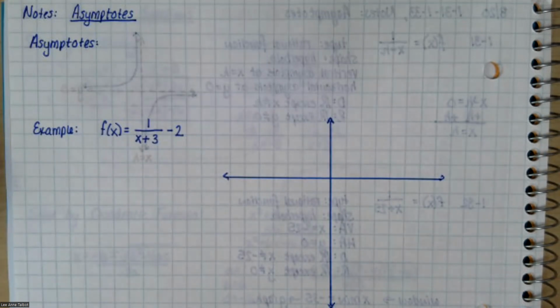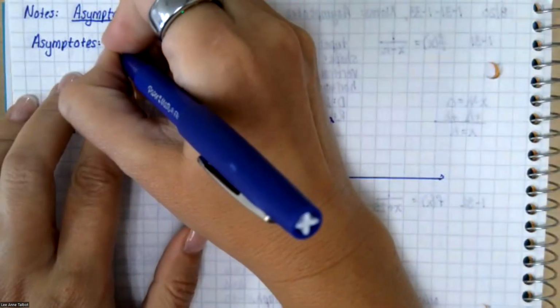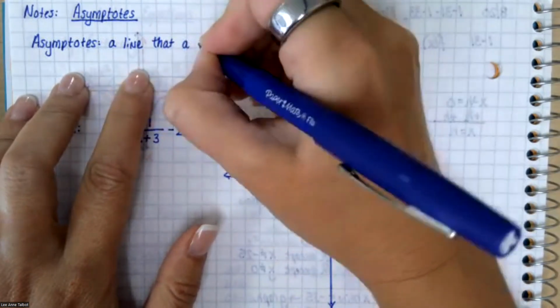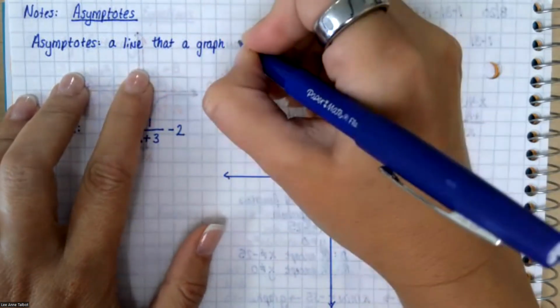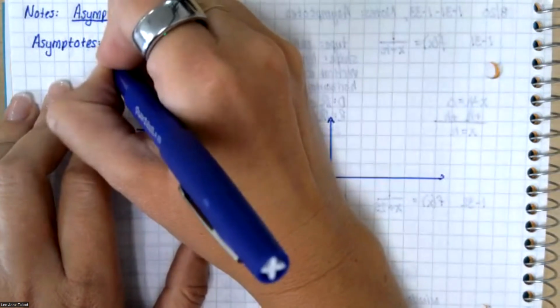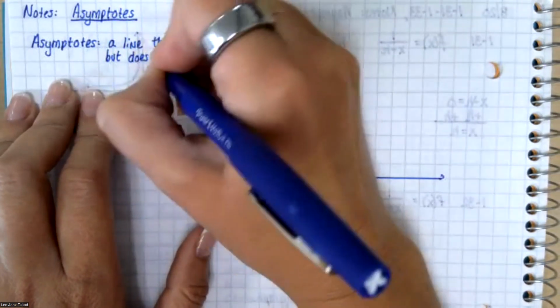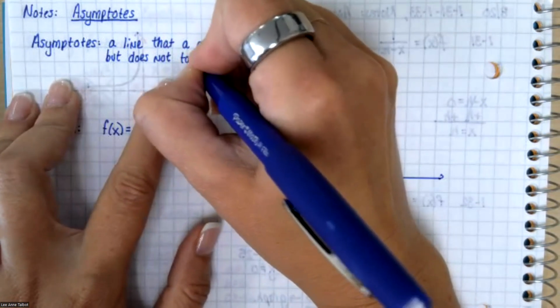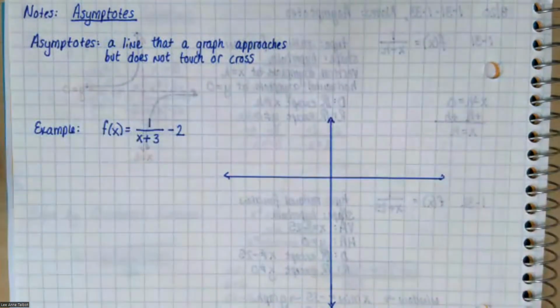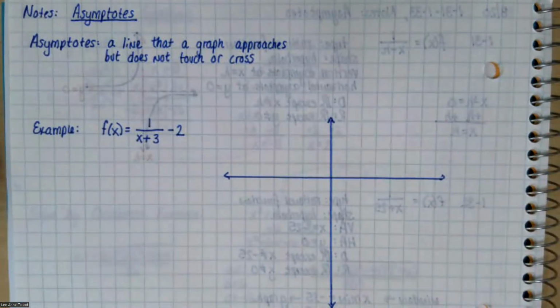All right, guys, let's define asymptotes. Asymptotes are a line that a graph approaches but does not touch or cross. A line that a graph approaches but does not touch or cross. We will represent those with dashed lines on our paper.